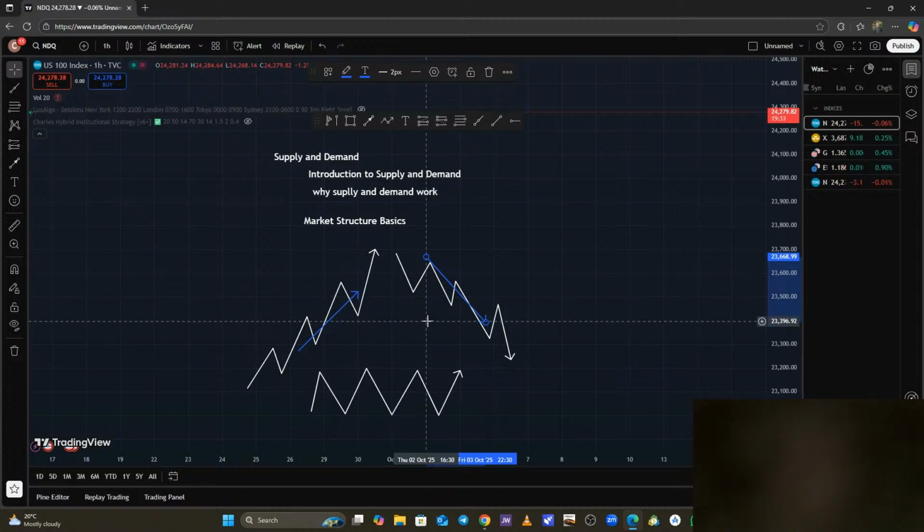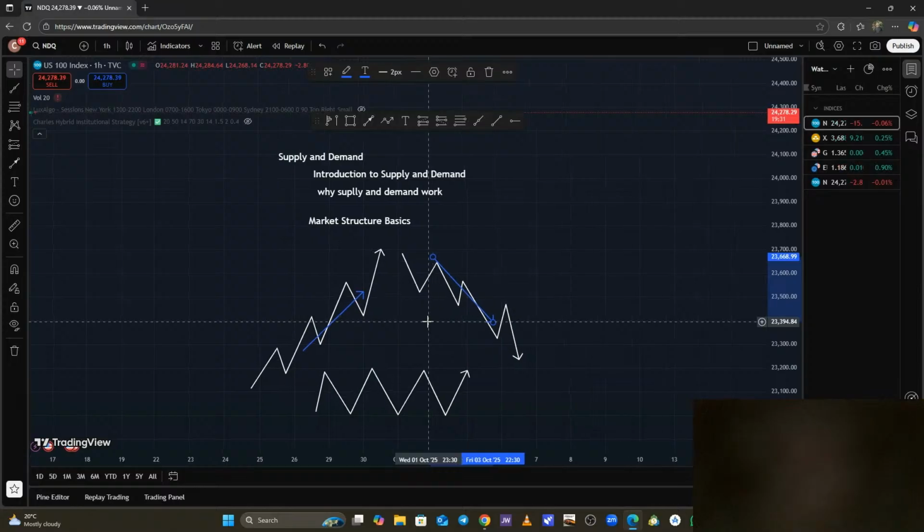Because supply and demand works with the trend and we don't trade on consolidation. So number one, when you're trading demand, you're trading on an uptrend. When you're trading supply, you're trading on a downtrend. And we don't trade supply and demand on consolidation. So those are the key things you need to know about the market structure and how they influence our trading.